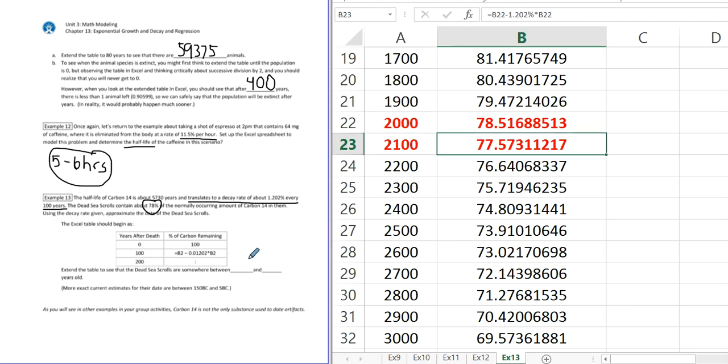So these Dead Sea Scrolls are going to be somewhere between 2,000 and 2,100 years old. There are more current estimates, and this pretty closely parallels what we found, that they're dated to somewhere between 150 BC and 5 BC. But that's what we would get with our carbon-14 dating. There are other types of substances. Carbon-14 isn't the only one used to date artifacts, but it's probably the most common that we see in a lot of our examples.